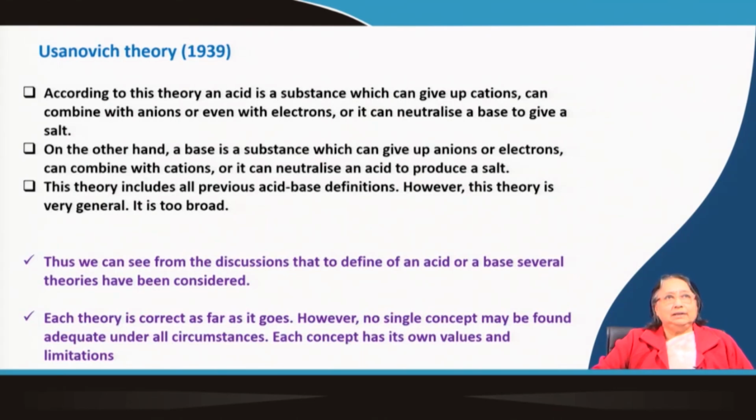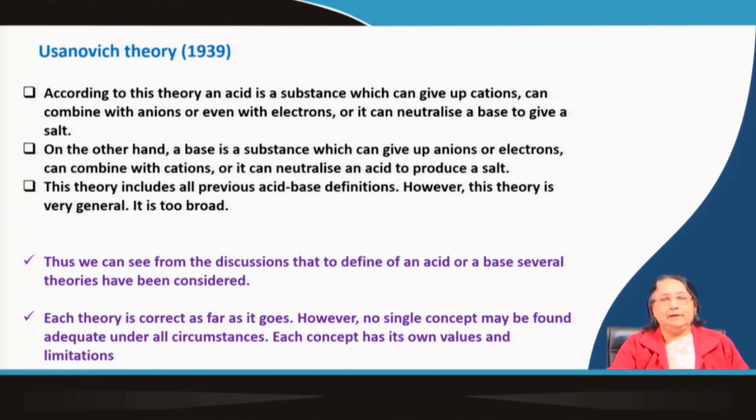Now, this is the last one, the most general, which can maybe explain everything. It is the Usanovich theory. According to this theory, an acid is a substance which can give up cations, can combine with an anion and even with an electron, or can neutralize a base to give a salt. On the other hand, a base is a substance which can give up anions or electrons, can combine with cations, or can neutralize an acid to produce a salt. This theory includes all previous acid-base definitions, but it is too general.